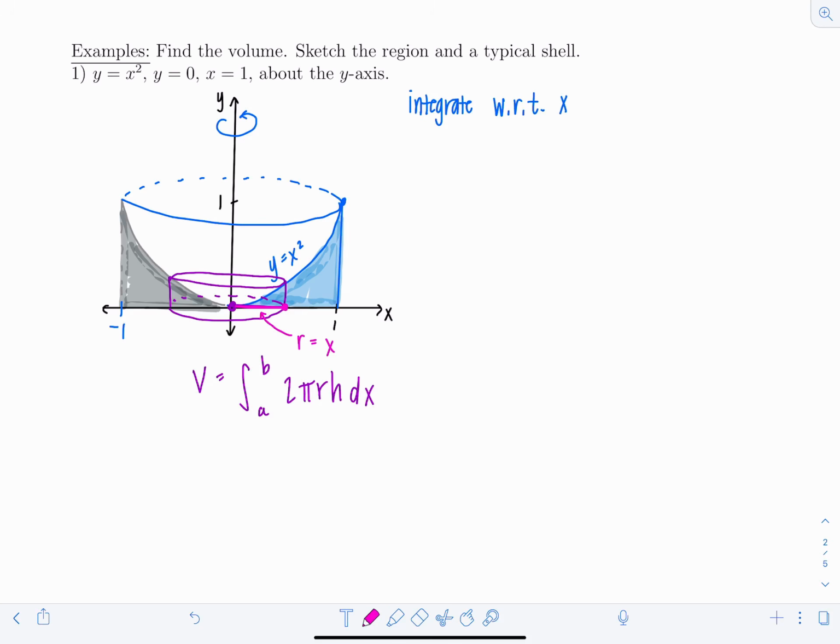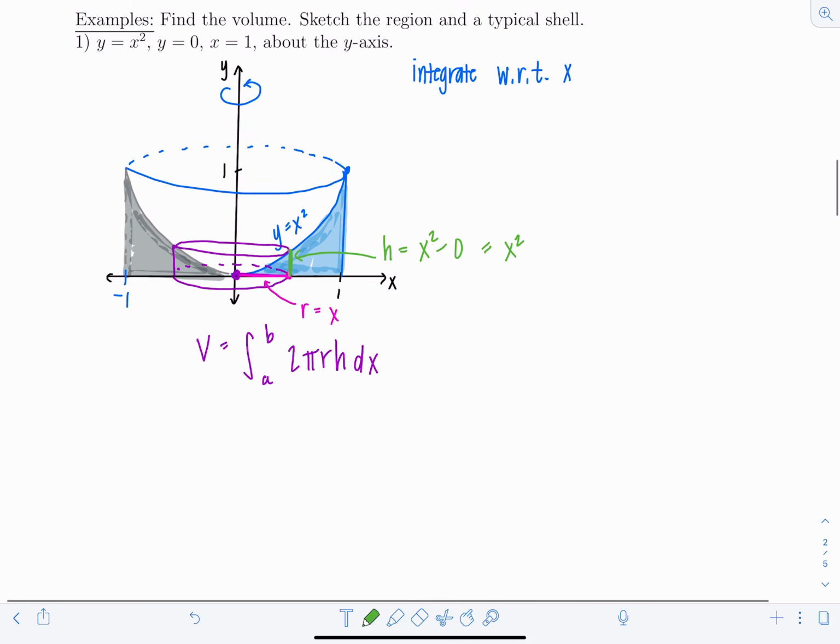Now what about the height? What is the height here of this cylindrical shell? Well, you could think of when we found the area between two regions. We have the top function and the bottom function, top minus bottom. Well, what's on top bounding that region, or the height of the cylinder, it's going to be x squared minus 0 is on the bottom. So that's just x squared. So that's our typical shell. Okay, so now we can plug everything in.